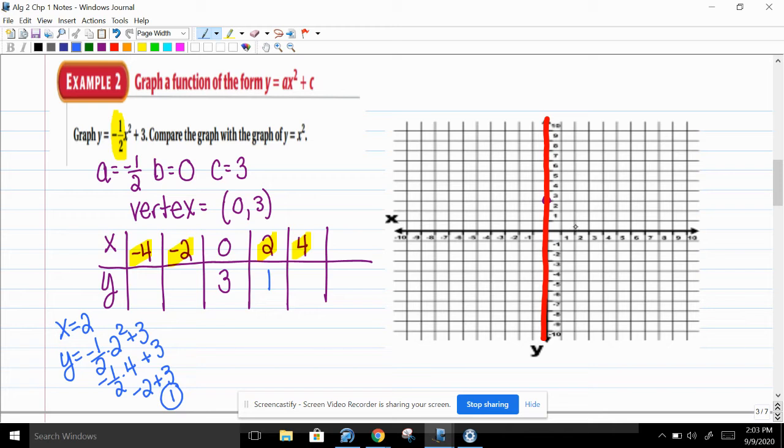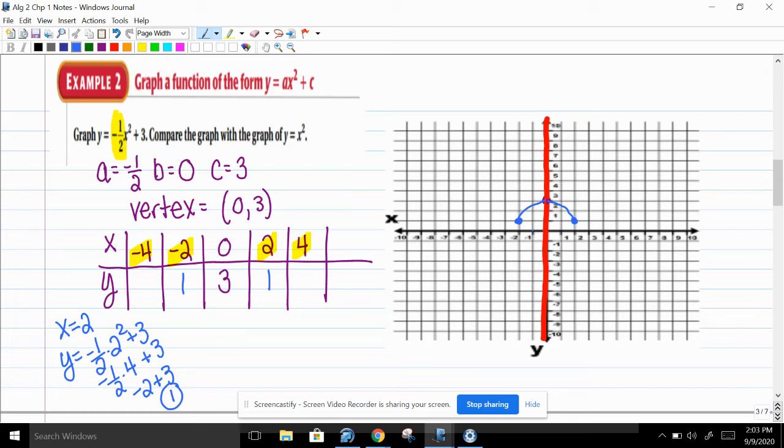Okay, 2 to the right, 1 up. There's 2 comma 1. That point is 2 units away, so it's got a mirror image over here, which would be this point. That's the point negative 2 comma 1. So negative 2 comma 1. Now you see what's happening here. This graph is going to start to go down.